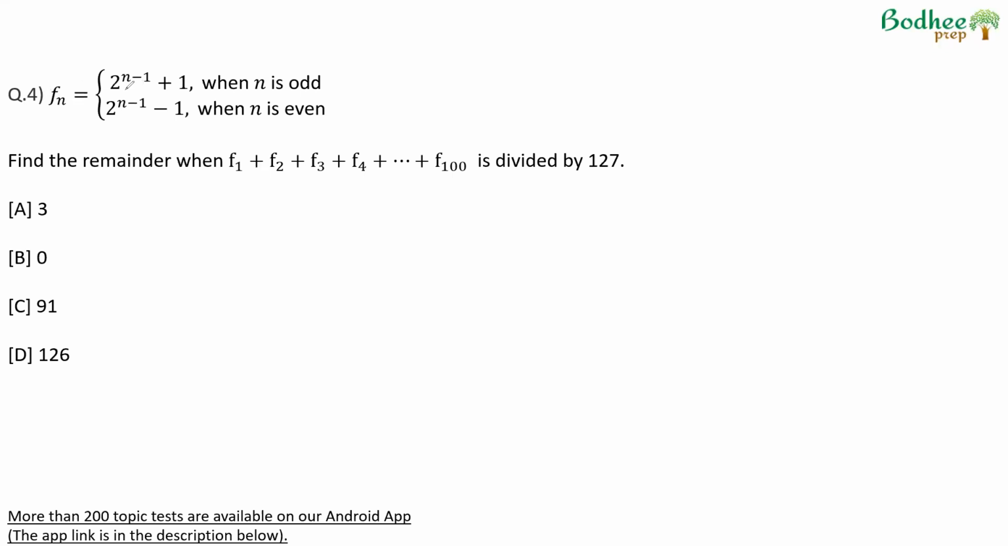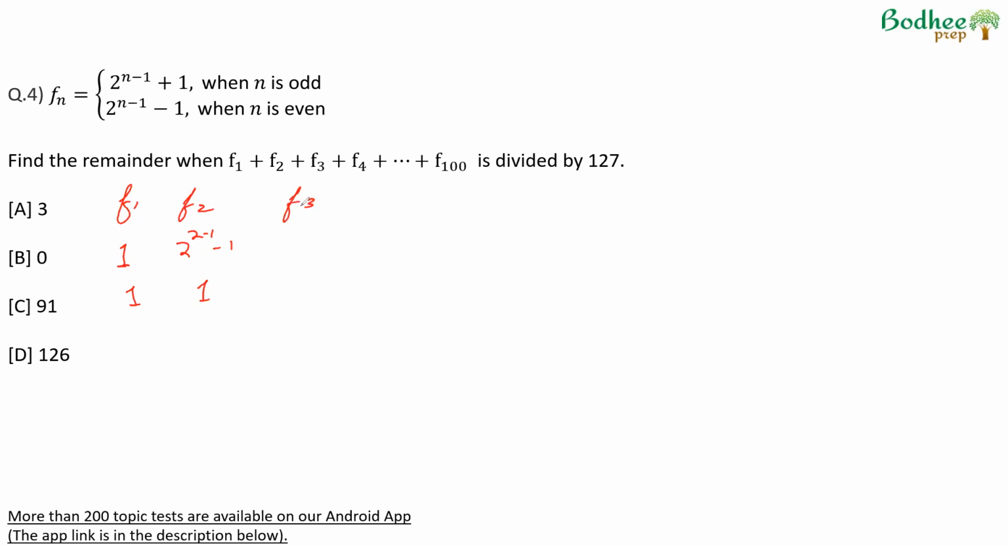Fn is defined as 2 raised to power n minus 1, plus 1 where n is odd, and 2 raised to power n minus 1, minus 1 where n is even. So in this case, if we find F1, 1 is odd, so 2 raised to power 0 plus 1, which is 2. If you look at F2, this is even, so 2 raised to power 2 minus 1 minus 1, which will again come out to 2 minus 1, which is 1.